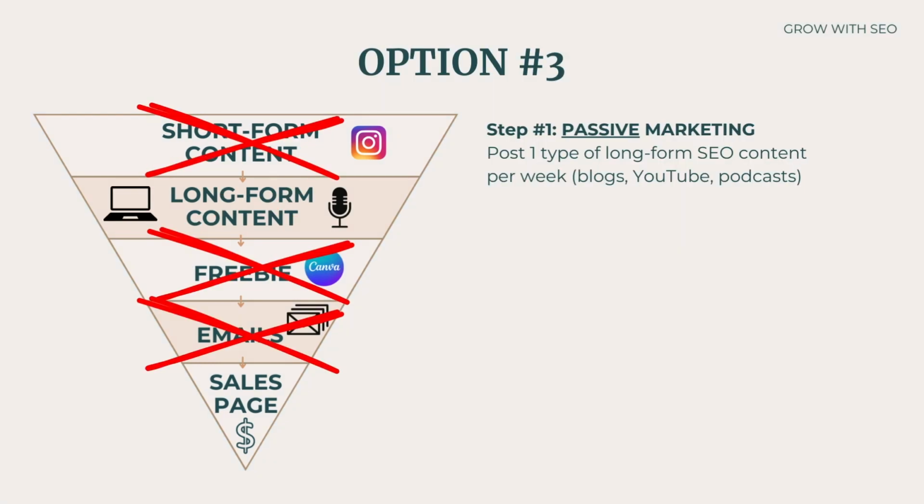So your third option, which is an option a lot of my clients do, is to do passive marketing. Passive marketing would be to post one type of long form SEO content per week. So this would be a blog, a YouTube video, or a podcast. And while it's not 100% passive marketing because you do have to create one piece of content per week, it's a lot easier than posting on social media and trying to follow different trends every week, every day.